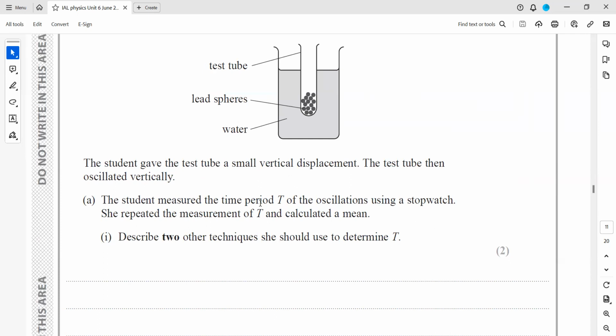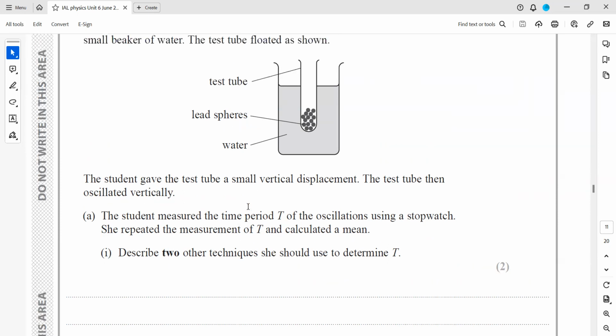She repeated the measurements of T and calculated the mean. Describe two other techniques she should use to determine T. The idea is how we can determine the time period as accurately as possible. So what should she do if she wants to measure the time period?